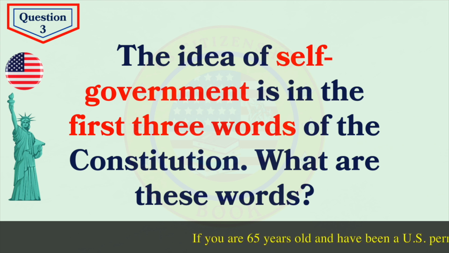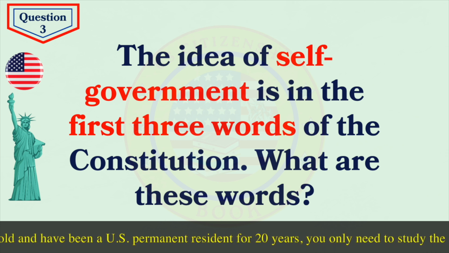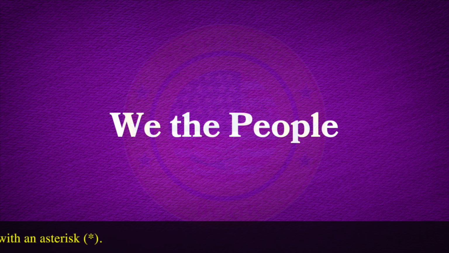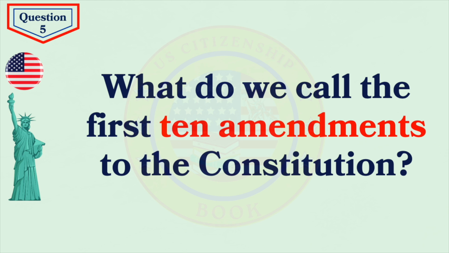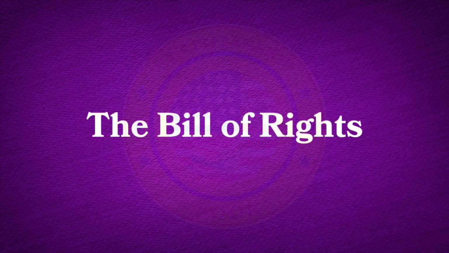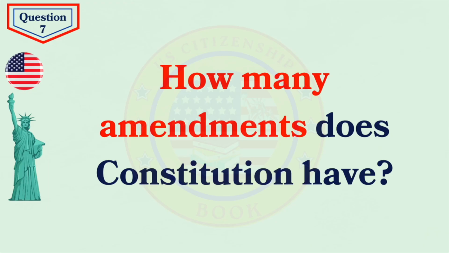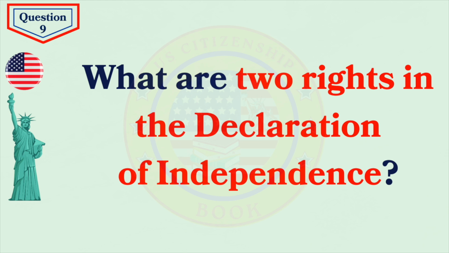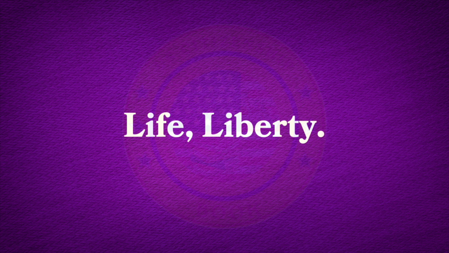The idea of self-government is in the first 3 words of the Constitution. What are these words? We the people. What do we call the first 10 amendments to the Constitution? The Bill of Rights. How many amendments does the Constitution have? 27. What are 2 rights in the Declaration of Independence? Life, liberty.